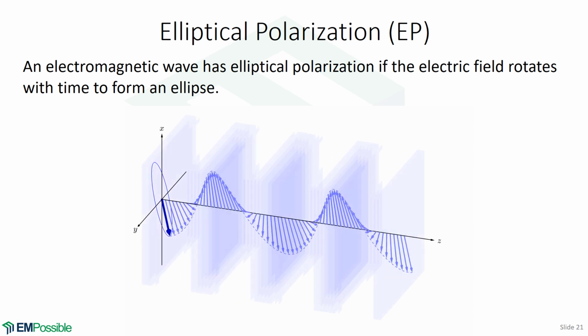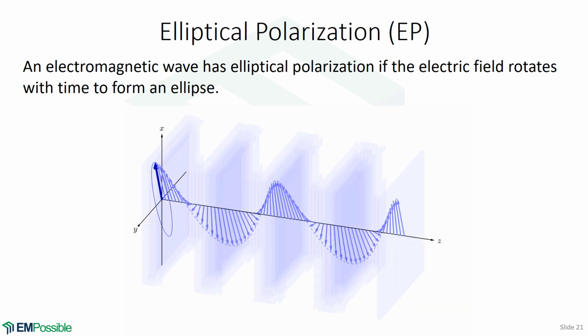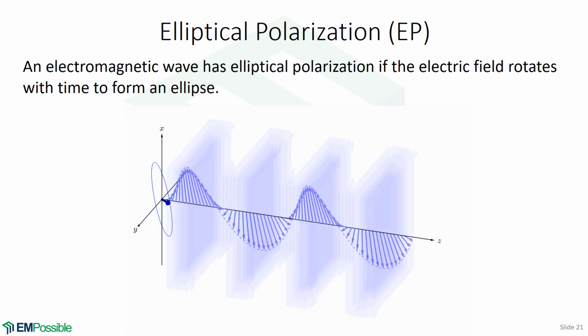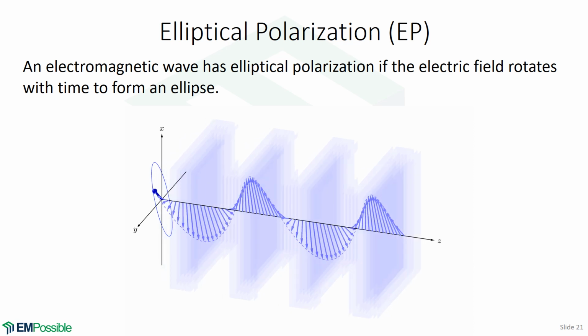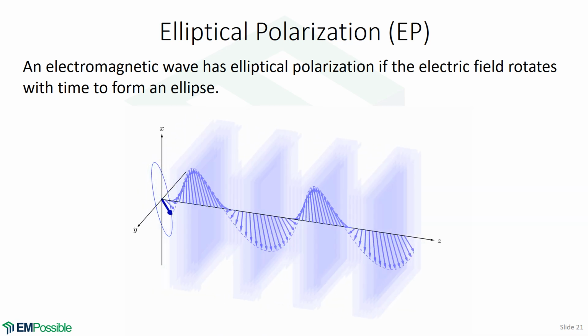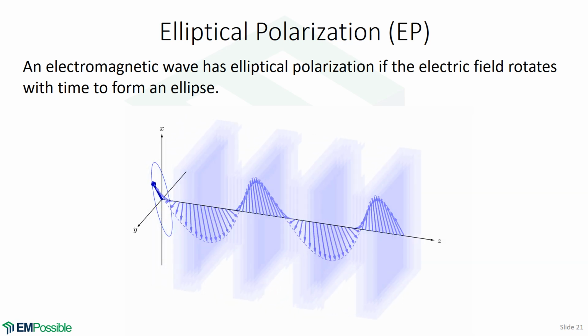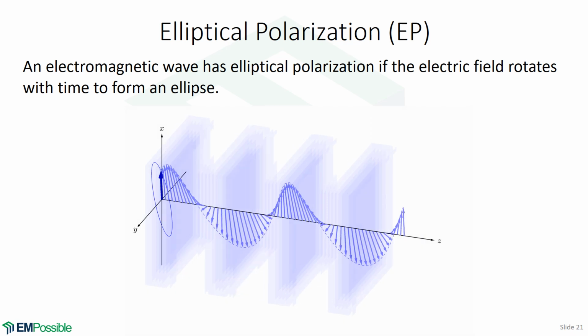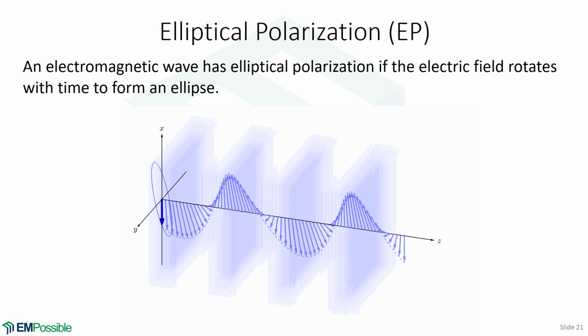So really, linear polarization and circular polarization are just two special cases of elliptical polarization. Otherwise, there's not really a strict definition of this. It's just if it's not linear and not circular, it's elliptical. But we could say if we were to observe this wave as it's moving away from us and watch the electric field circulate, it's tracing out an ellipse instead of a straight line or a circle.